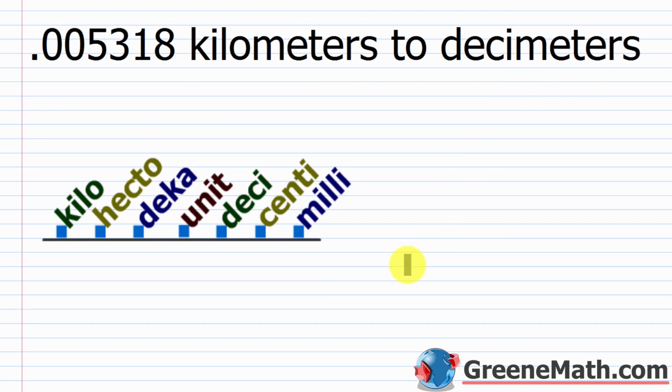Now, if you start out with a conversion, you look for the prefixes involved. So in this case, we have kilo and we have deci, right? It's what comes before meters. Just locate those on your prefix chart. So we have kilo here and we have deci here.